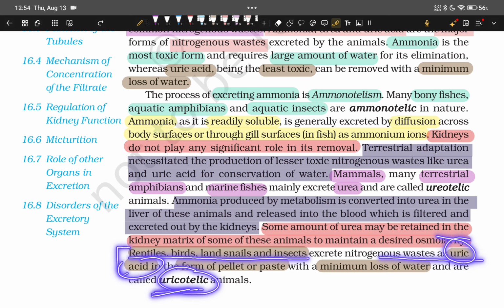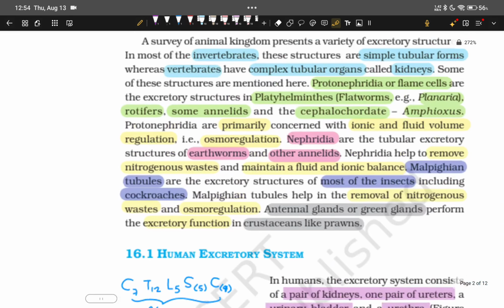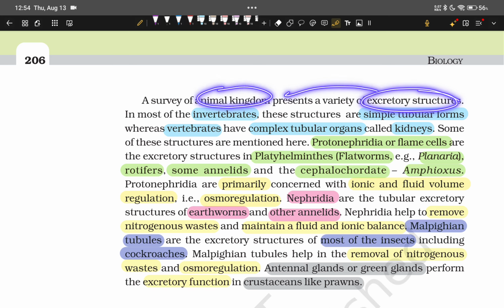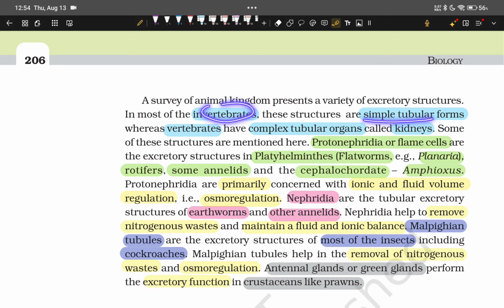They remove uric acid in the form of pellets or paste, and they require a very minimum amount of water for the removal of this waste. So that's good. Then we have different excretory structures present in different animals of the animal kingdom. Invertebrates have simple tubular forms of excretory structures, and vertebrates have complex tubular organs for excretion, like kidneys.